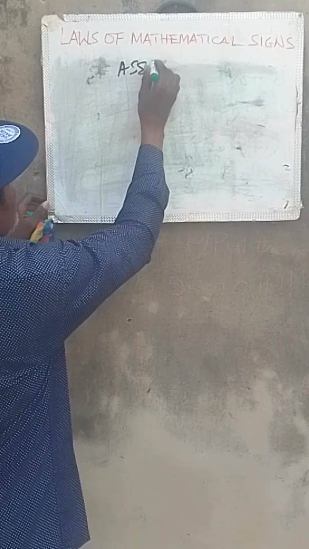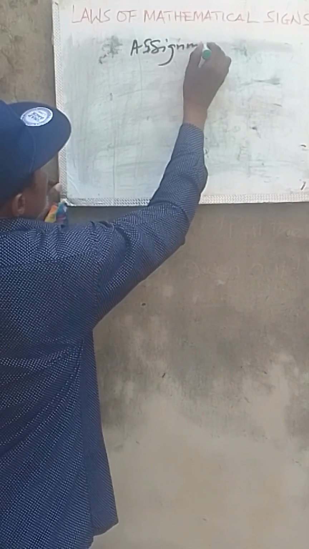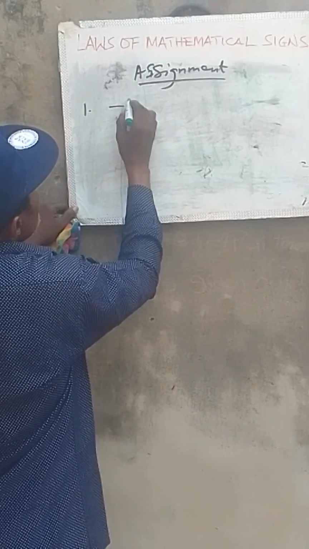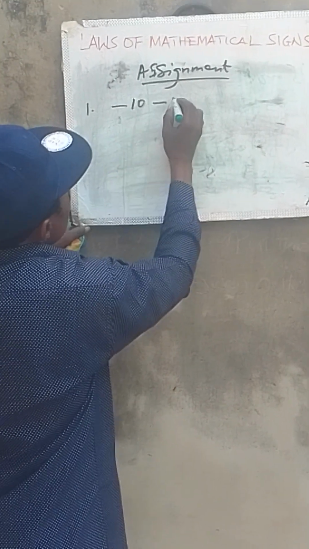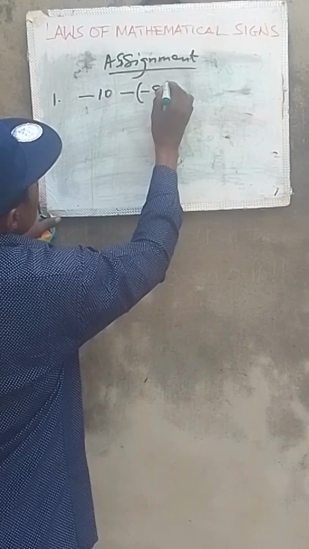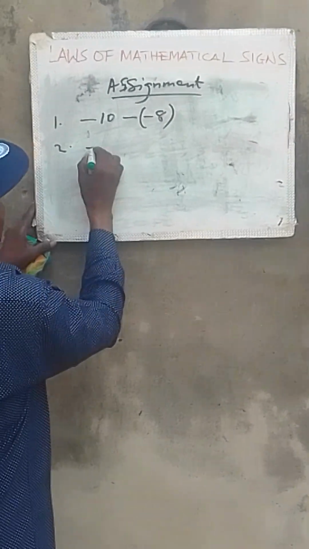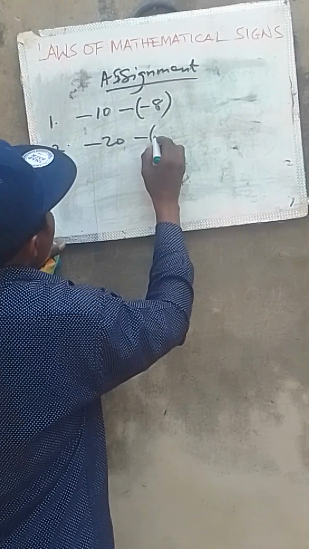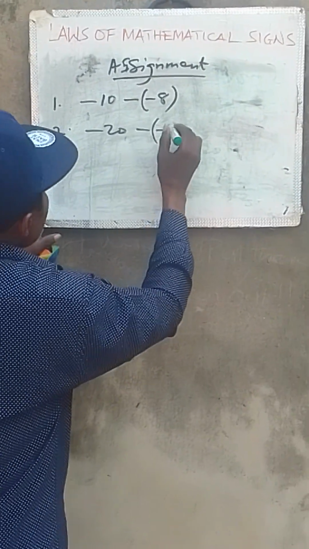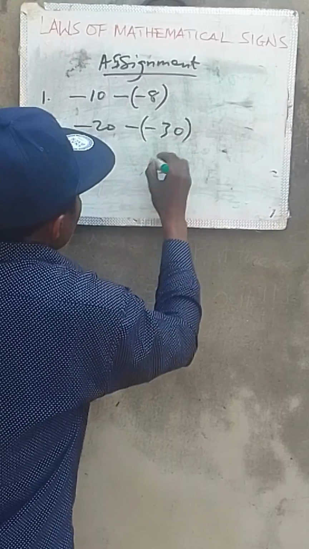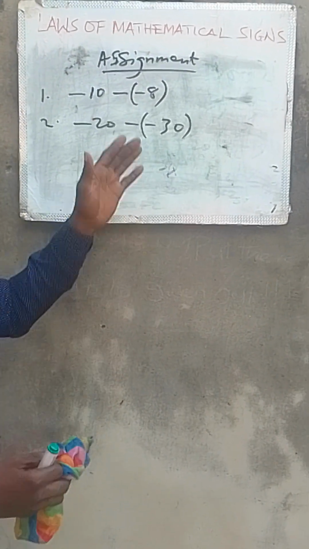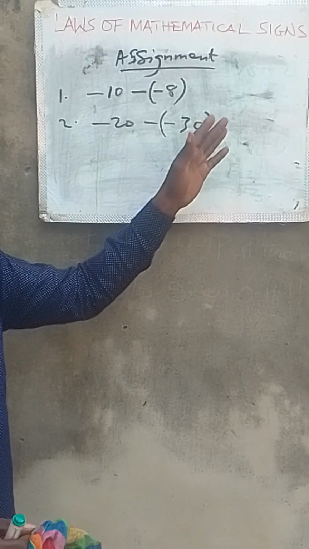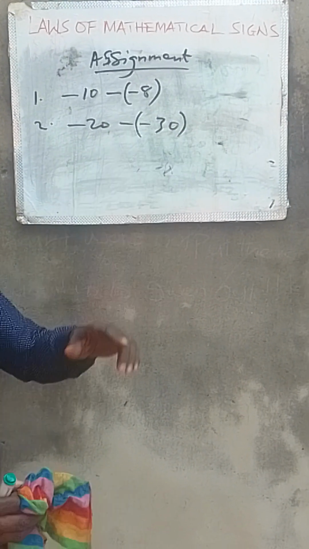Assignment. One, minus 10 minus minus 8. Two, minus 20 minus minus 30. So do this, you will see that you are going to have different results. Thank you as you watch me. Let us go to law 7.